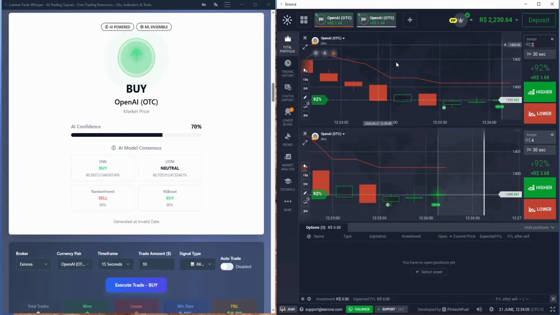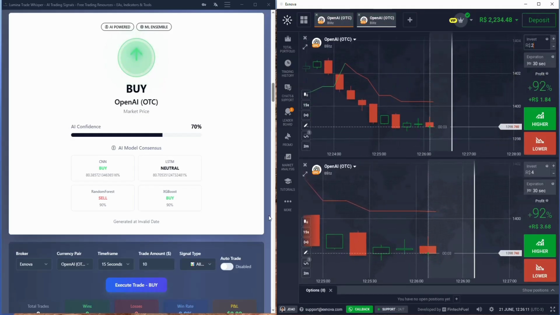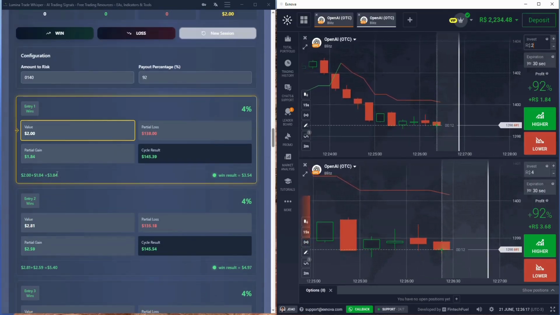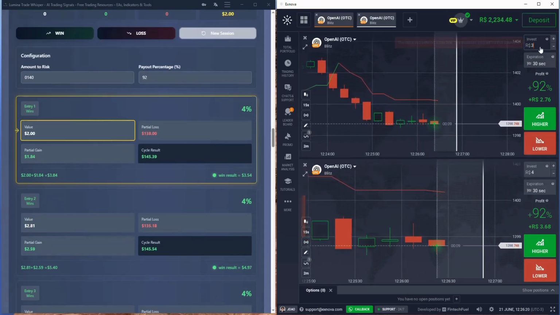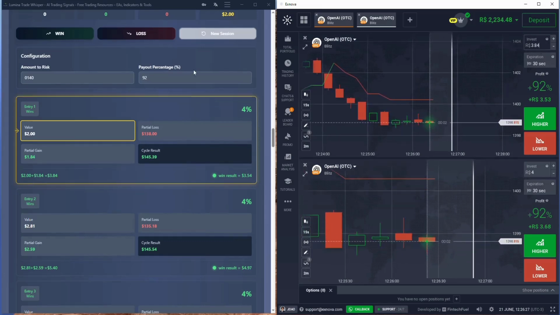So let me close this so that you can, okay, so we won that trade. Also put this down and this. So we are waiting for a new signal. Now I'm not going to rush it. Like I said, our next trade, it will calculate it here for you. So the next trade is 3.84. Can you see that? 3.84. It does the calculation for you based on your payout.